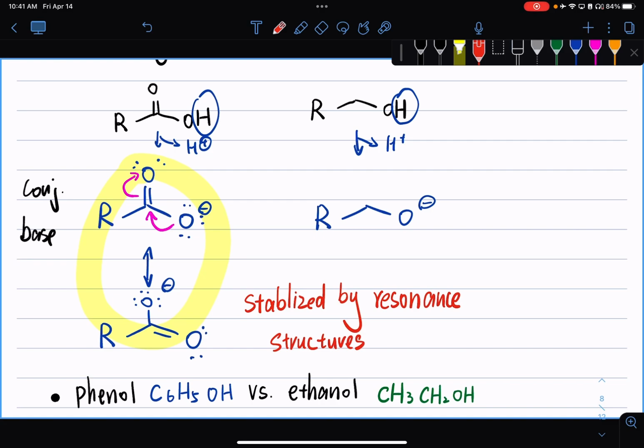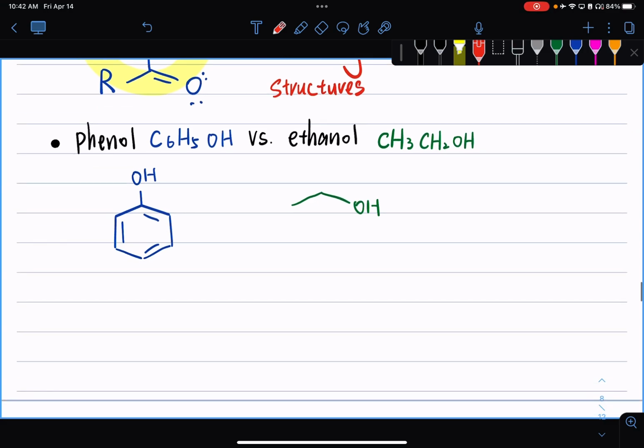Let's do another example together. We'll just keep doing examples for the rest of today's lecture, and if you have questions, just raise your hand. Another pair of examples is one where both of them have the OH group. Both of them are alcohols. On the left-hand side, we have phenol, where you have a phenyl group connecting to that OH. On the right-hand side, we have ethanol.